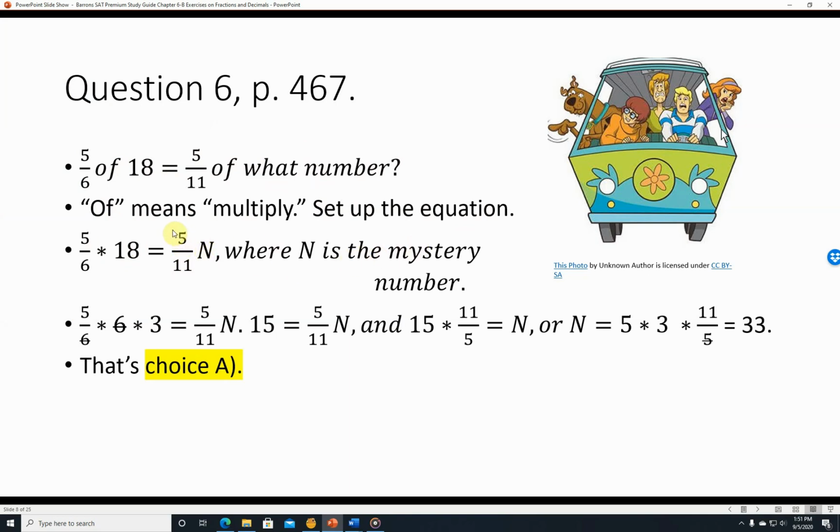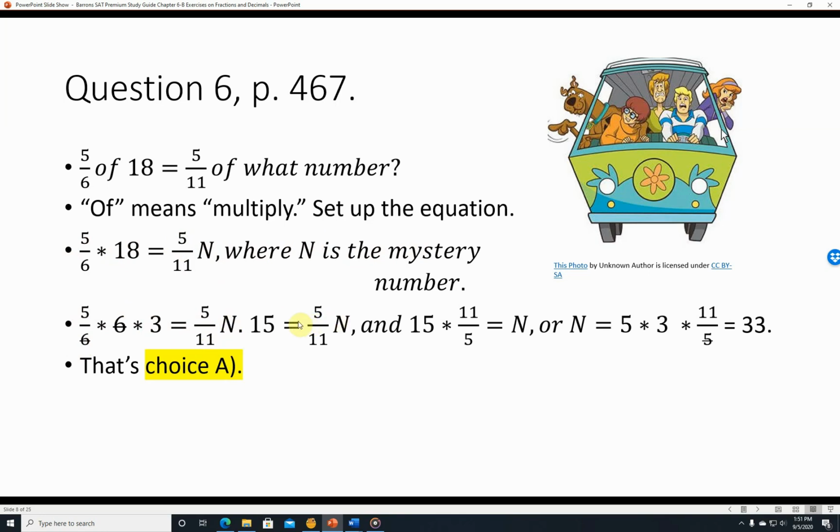So then, of course, we're just going to divide by 5/11 to get n by itself. Okay, anyway, so we get 5/6 times 6 times 3, because 18 is 6 times 3. These 6's cancel out, so you get 5 times 3 equals 5/11 of n.